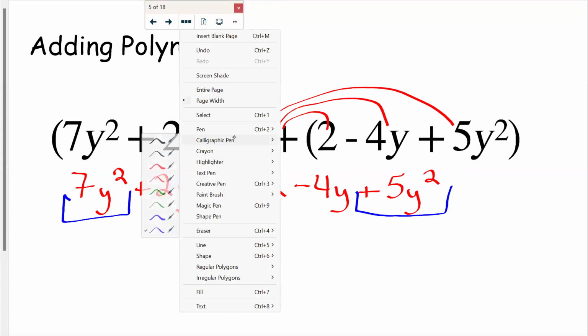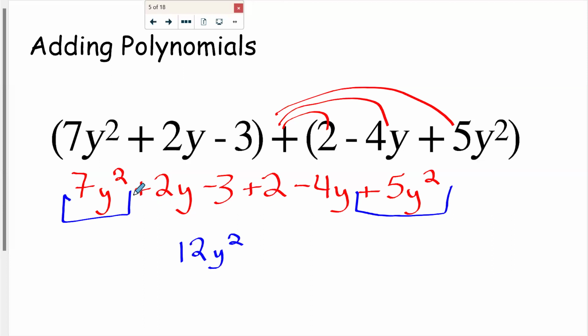Then we're going to go to the next term. The next term is a positive 2y, and it also has a negative 4y that I can combine with. Remember, we include the operation in front. So a positive 2 plus a negative 4 is going to give us a negative 2y.